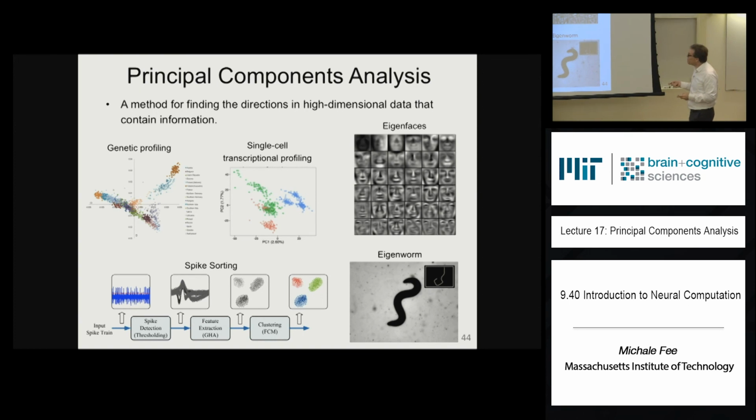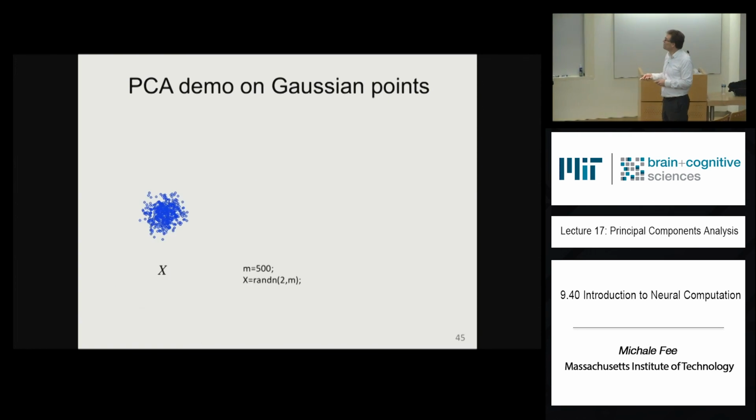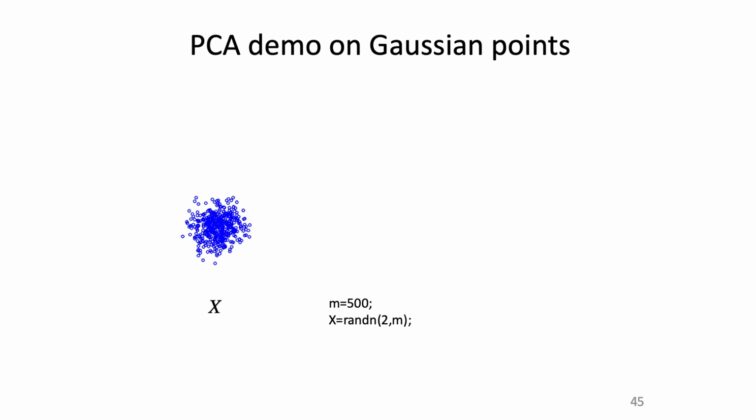Okay, so it's a very powerful technique. Okay, so let me just first demonstrate PCA on just some simple 2D data. So here's a cloud of points given by a Gaussian distribution. So those are a bunch of vectors x.